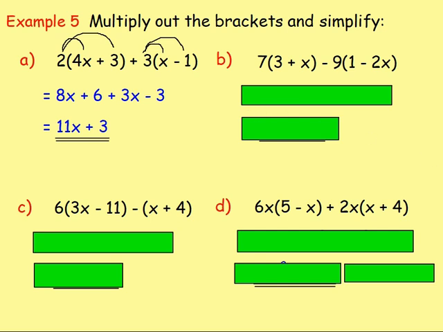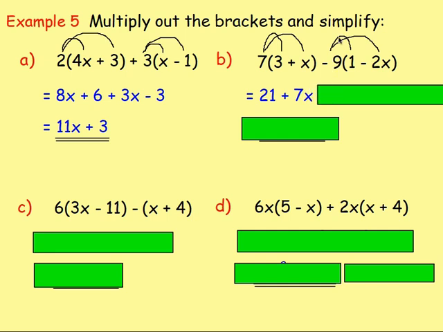Next one with B, 7 bracket 3 plus x take away 9 bracket 1 take away 2x. So we've got the 7 times by the 3, then the 7 times by the positive x, then the negative 9 times the 1, and then the negative 9 times by the 2x. So we've got 7 times 3, that is 21. 7 times by the positive x is positive 7x. Negative 9 times 1 is negative 9, and negative 9 times negative 2x, same signs add. Good. So negative times negative is a positive. So it's add. And 9 times 2 is 18. And we've also got that x in there. So it's plus 18x just on the end.